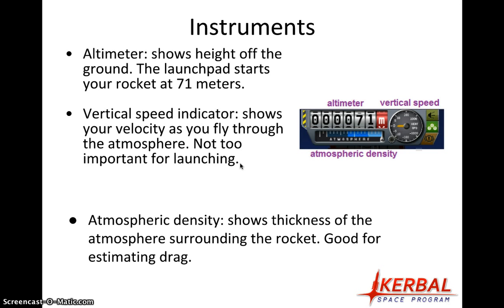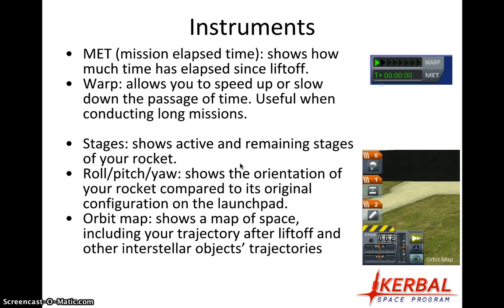Altimeter shows your height. Your vertical speed shows your velocity as you fly through the atmosphere. Atmospheric density shows the thickness of the atmosphere surrounding the rocket, good for estimating drag. Your mission elapsed time shows how much time has elapsed since liftoff.